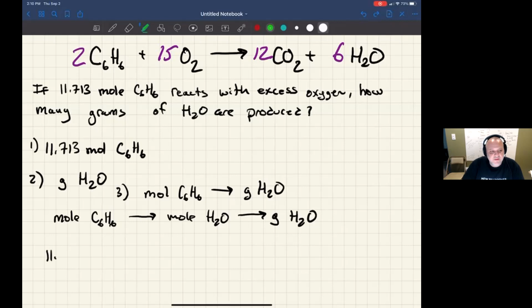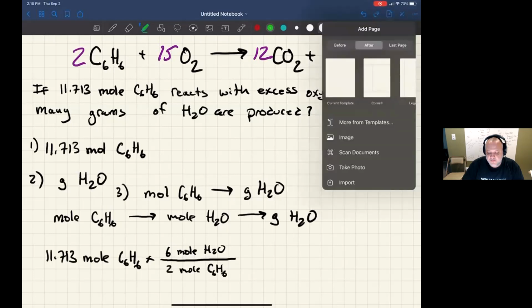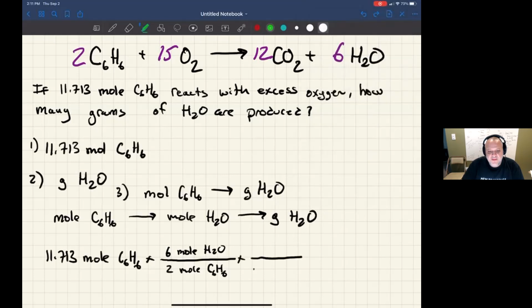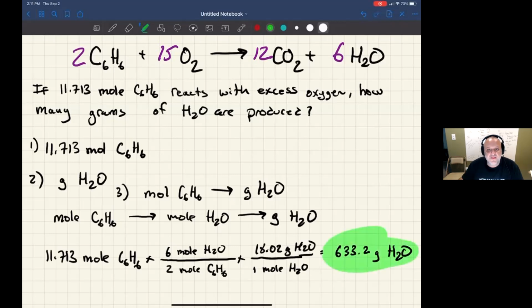Now, putting it together, 11.713 moles of benzene. The stoichiometry in the reaction tells me 6 moles of water will be produced when 2 moles of benzene react. And then the last step, converting from moles of water to grams of water, is just using the molar mass of water. Sticking it into my calculator, I get 633.2 grams of water, and that is the final answer.